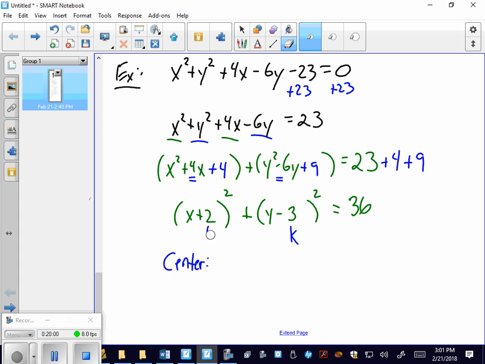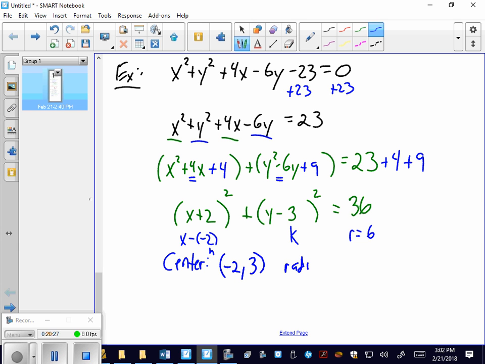So really, this should be x minus negative 2. So h is negative 2, k is 3, and then r is the square root of this side, which is 6. So my center is at (negative 2, 3), and my radius is 6.